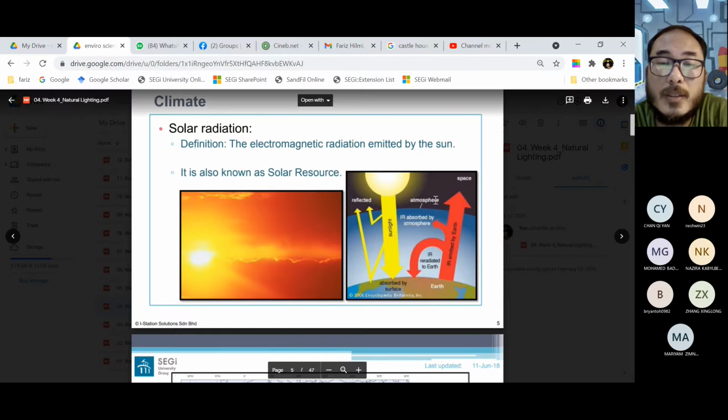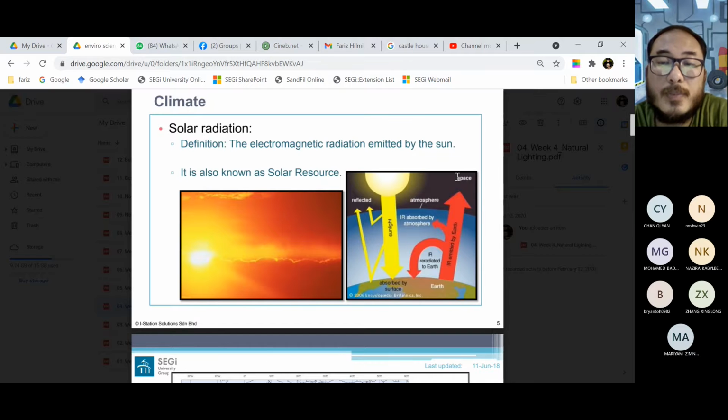Above the atmosphere is actually space. Space, there is no atmosphere. There is no limit. If infrared passes through the atmosphere, then it will be dissipated in space. It will not come back. It will not have more energy. The energy will be reduced to zero.